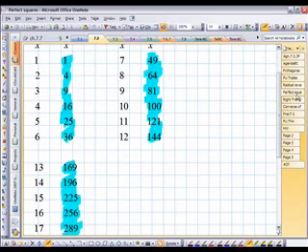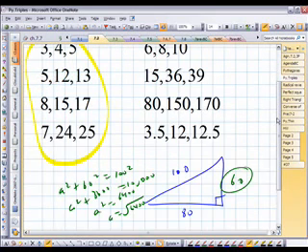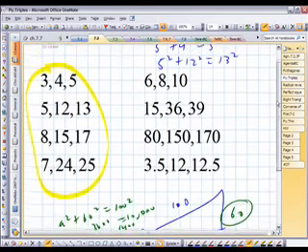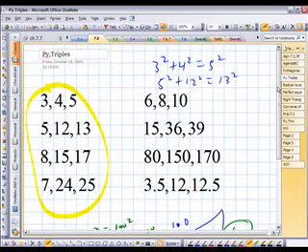A Pythagorean triple is a set of numbers such that the three numbers together are whole numbers and they work in the Pythagorean theorem. So 3, 4, 5 is a Pythagorean triple because 3 squared plus 4 squared is 5 squared. 5, 12, 13 works because 5 squared plus 12 squared is 13 squared. So it's useful to know these just because it'll make your life easier when you're trying to solve some problems.